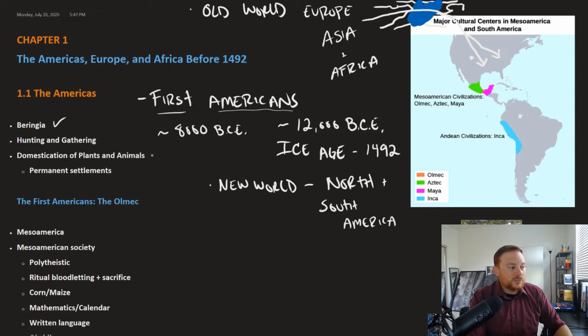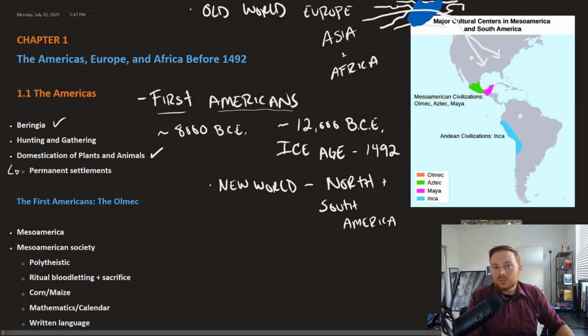you have the development of domesticated plants and domesticated animals. And what that essentially led to was the creation of permanent societies. When societies no longer have to move or gather their food, they can essentially grow their food in terms of agriculture, they can domesticate animals, and what that allows for is the development of civilization.